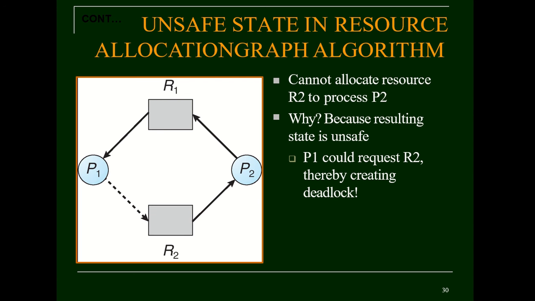We cannot allocate the resource R2 to process P2. Why? Because the resulting state is unsafe. If we allocate the resource R2 to the process P2, then the system is in an unsafe state and deadlock may occur. P1 could request R2, and therefore it creates the deadlock. In this figure we can see that a cycle occurs if P1 requests the resource R2, so it is possible that these processes are in the deadlock state.